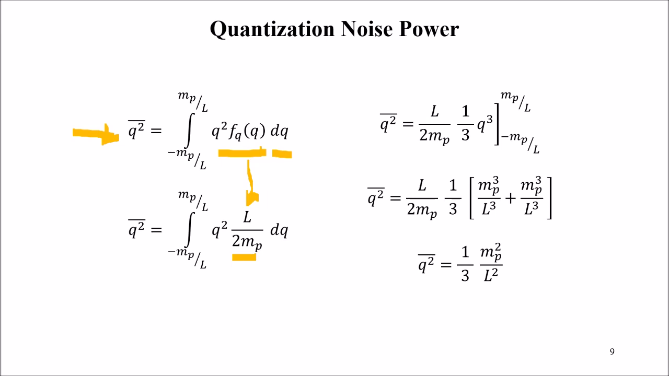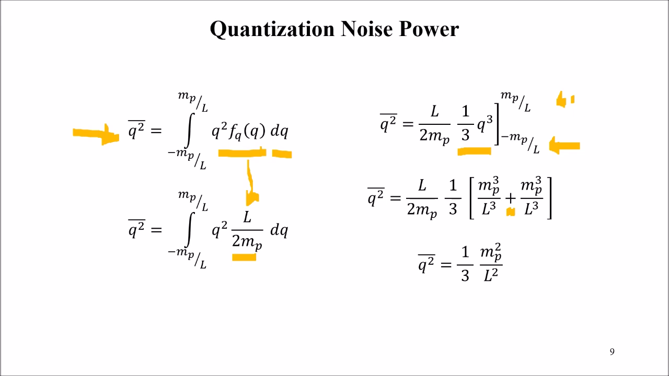Then we have the integral of Q squared dq, and the antiderivative is 1/3 Q to the 3rd power, and we're evaluating from its lower limit of integration to its upper limit of integration, and we plug those in. At the upper limit we have MP to the 3rd power divided by L to the 3rd power. And then at the lower limit we've got minus MP to the 3rd power. Well, we're subtracting the lower limit, so we get a minus, and then we get another minus from minus MP to the 3rd power, so that gives us this plus sign. So plus MP to the 3rd over L to the 3rd.